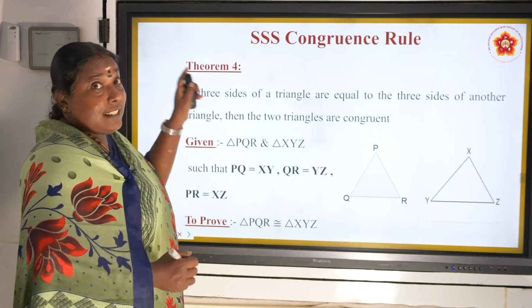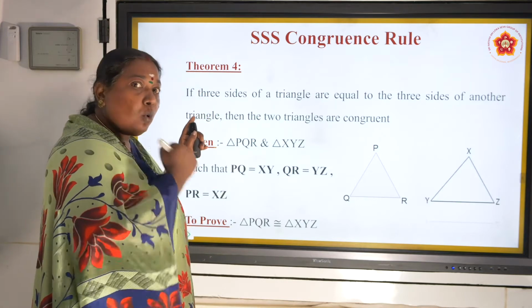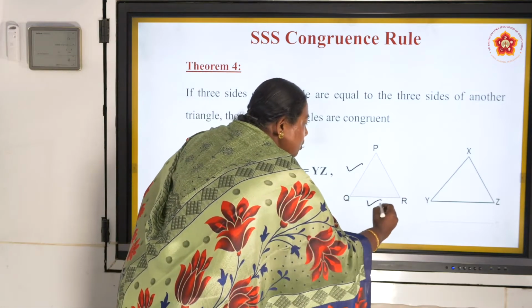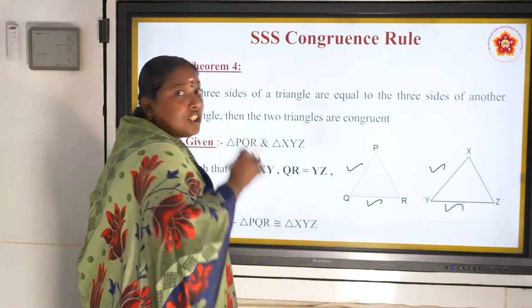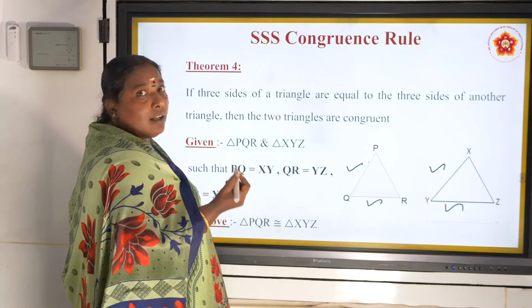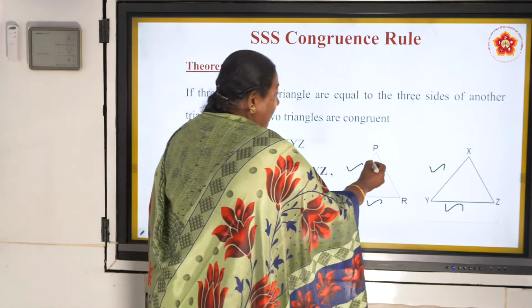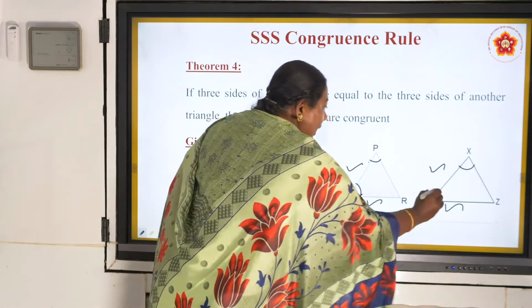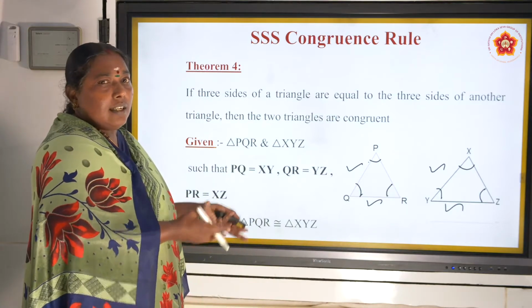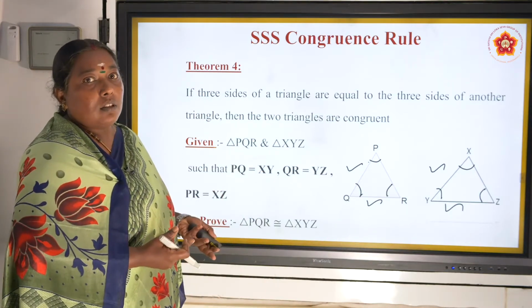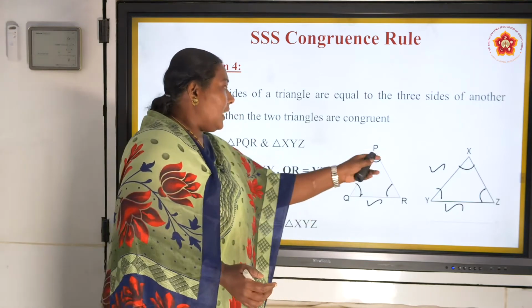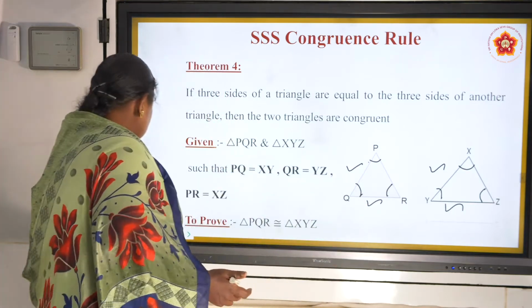So for that, SSS wants help from whom? SAS. That means I have these two sides equal, and I just need any one angle to be equal. That's all. It may be Q and Y, or P and X, or R and Z. Whichever leads, we can use it. It is not that only Q and Y should come. We just need SAS. Okay, let us start the proof.